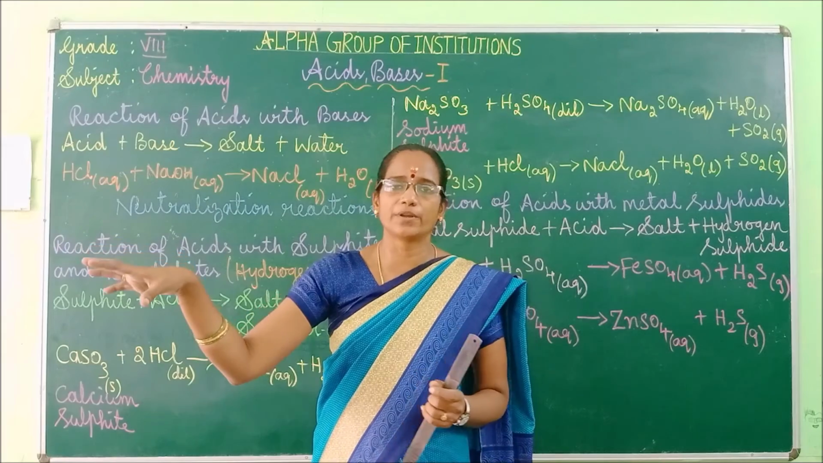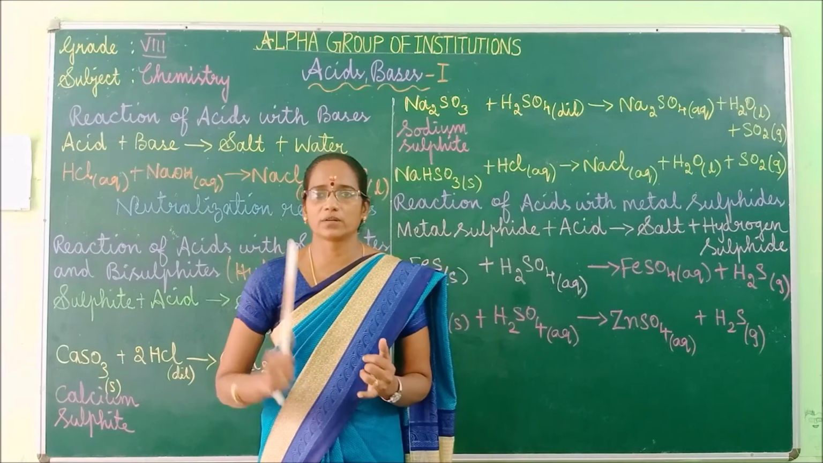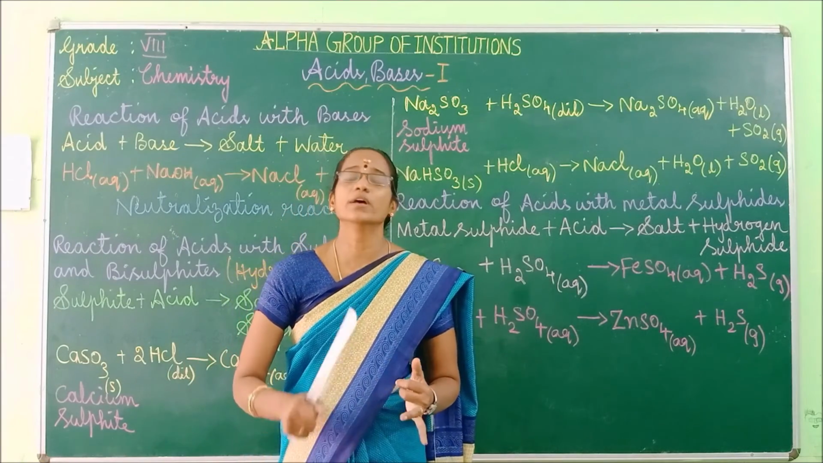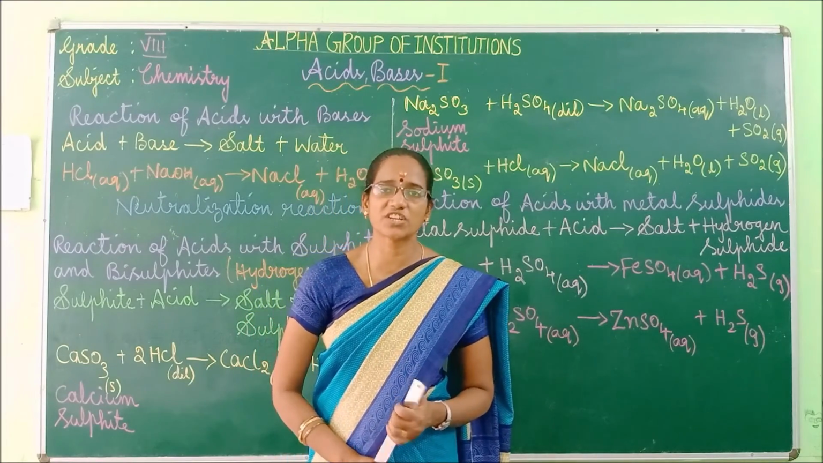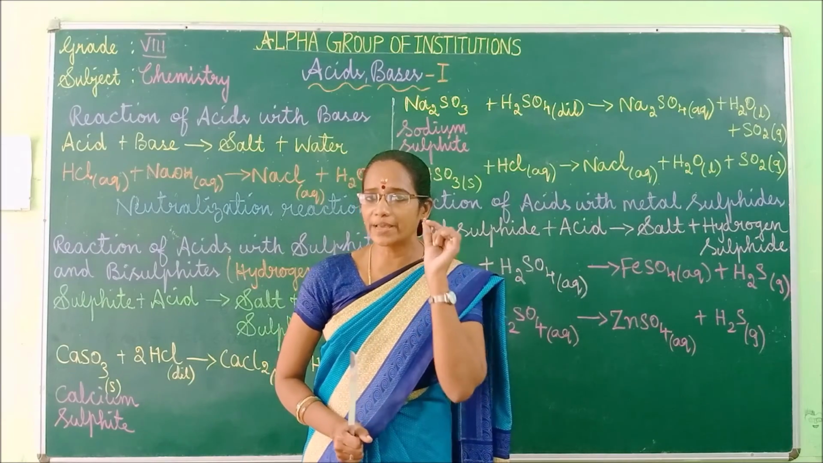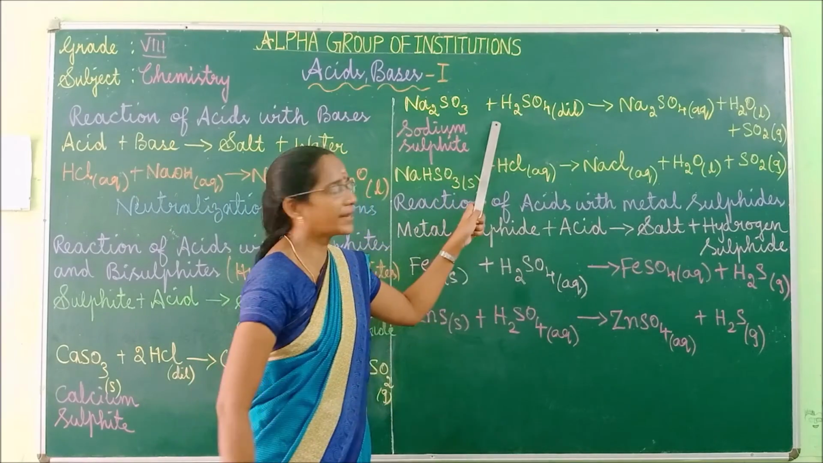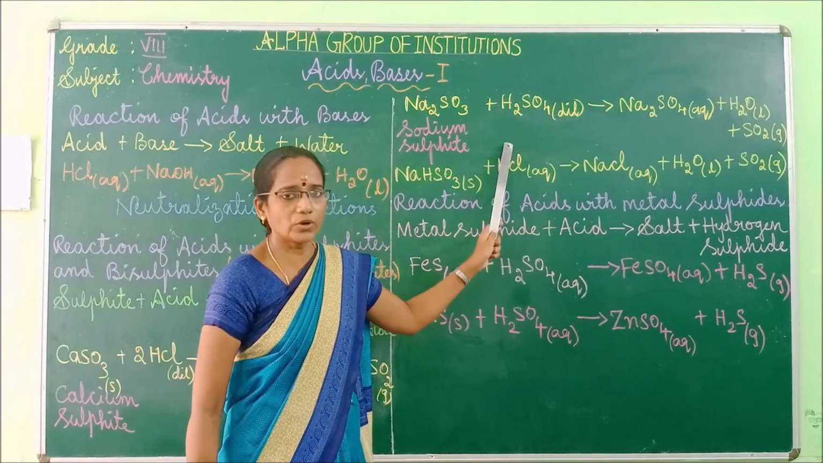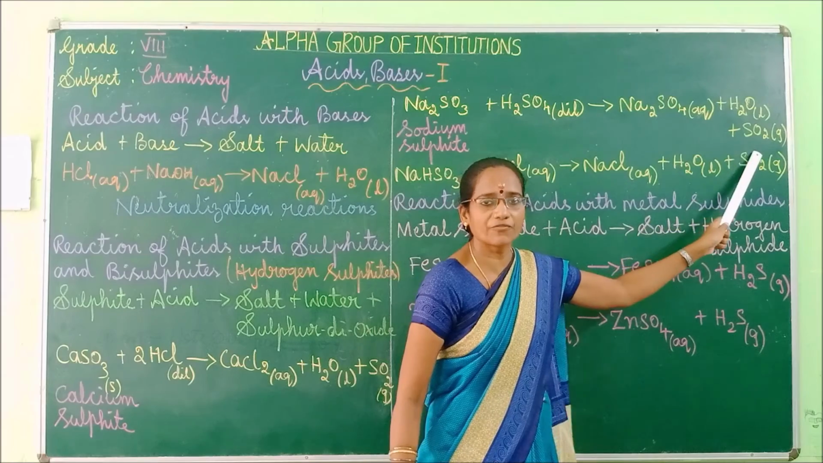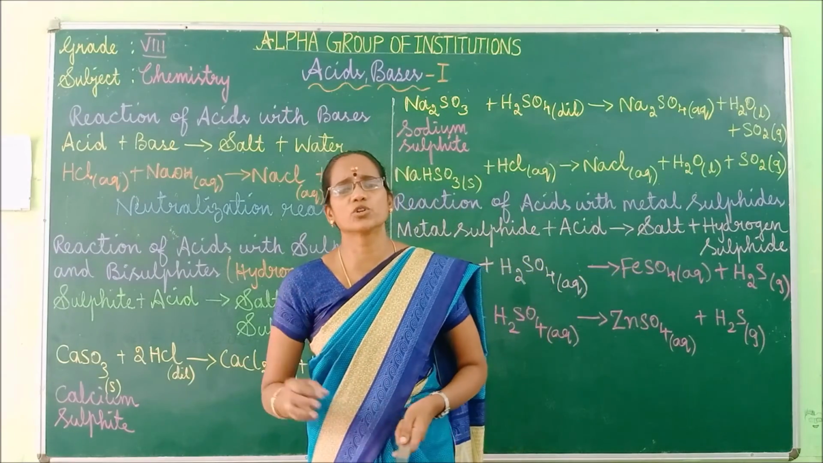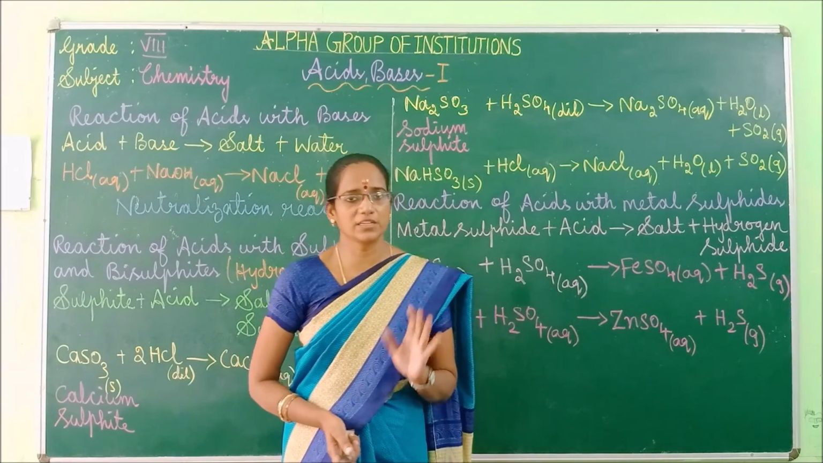What are the products formed? On the product side also you should mention the compound name and physical state. Aqueous solution is aqueous, everything you have to mention. Also mention the compound name without fail. Don't simply write H2SO4. Below you have to write sulfuric acid. Here sodium sulfate. H2O is water. SO2 is sulfur dioxide. For each and every compound you should mention the name. So write the equations in a visible manner, and it should be clear.